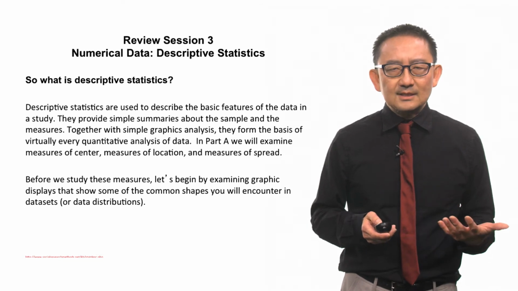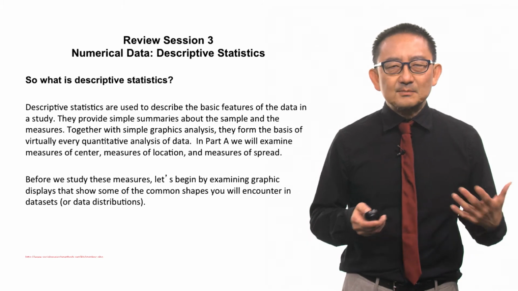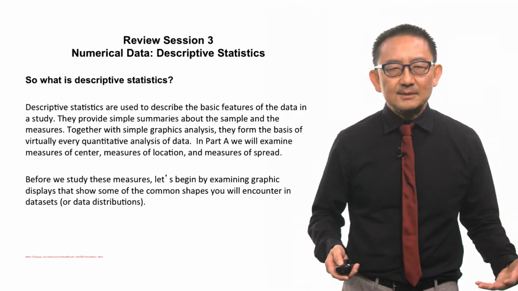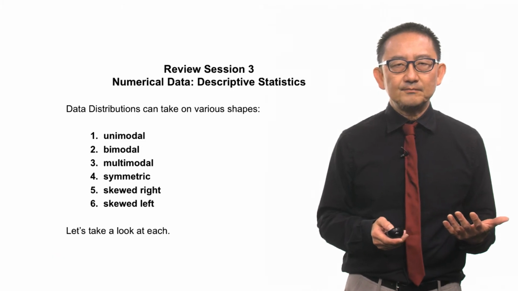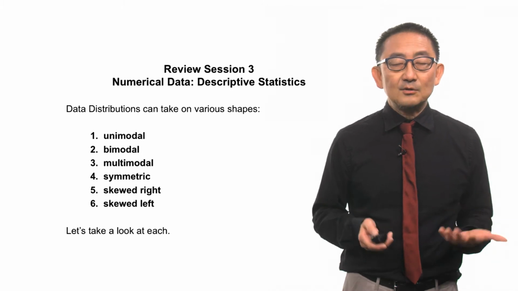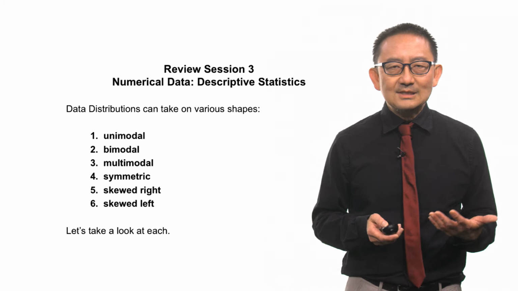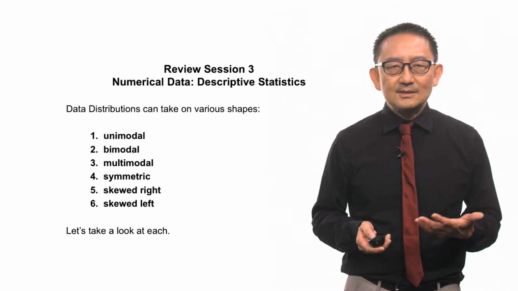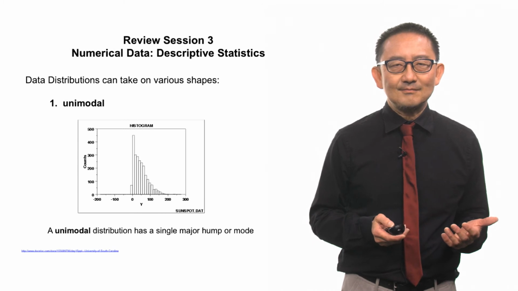Before we study these measures, let's begin with looking at some graphic displays of some of the common shapes that you'll encounter as we move through the course. The 6 shapes that you will most likely encounter are unimodal, bimodal, multimodal, symmetric, skewed right, and skewed left. So let's take a look at each of these.